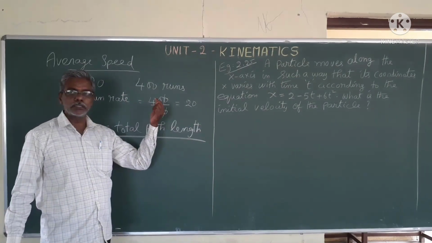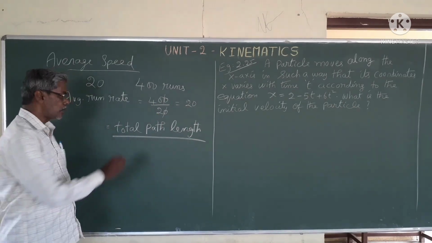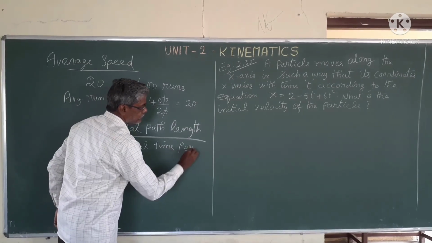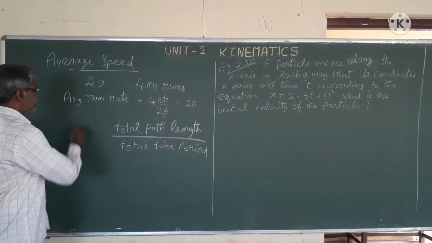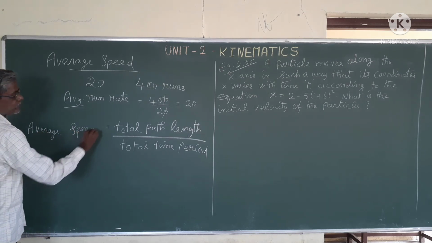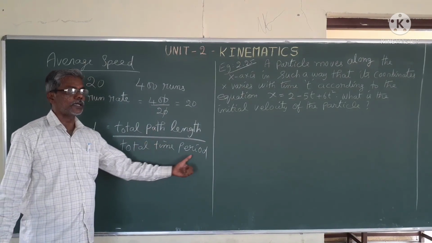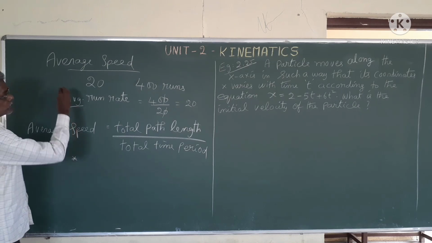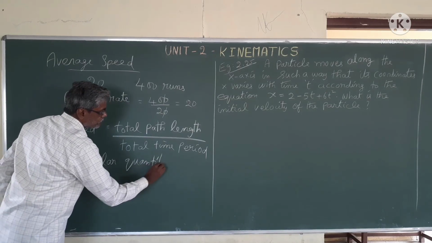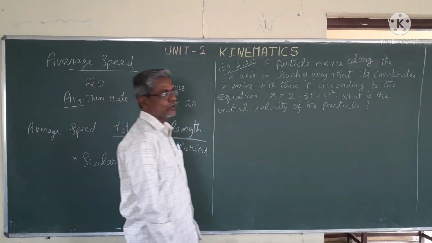I can even call it total distance covered. This 20 is nothing but total time taken, or I can write total time period. This is nothing but average speed. So average speed is total path length divided by total time period. Average speed is a scalar quantity. It gives only the magnitude but no direction.